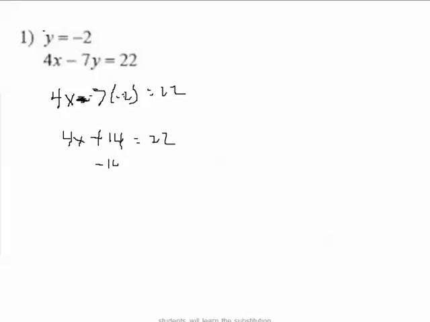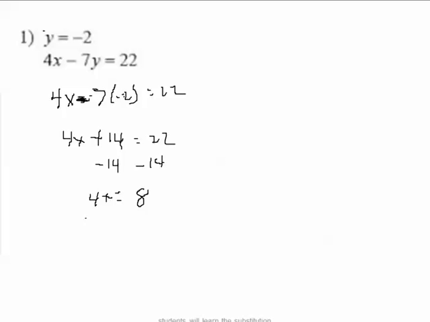So I'm going to subtract 14 from both sides of this equation, and I'm going to get 4x is equal to, let's see here, 8. Let's see here, 14, 15, 16, 17, 18, 19, 20, 21, 22. Yep, that's 8. I have no shame. I used my fingers. I actually counted on my fingers. Yes, you can do that, okay?